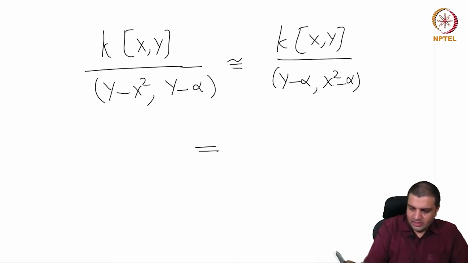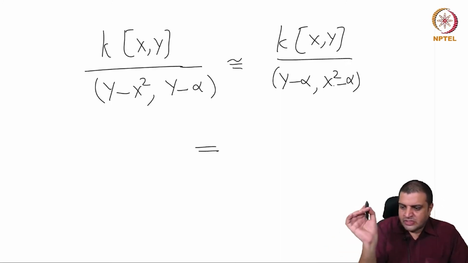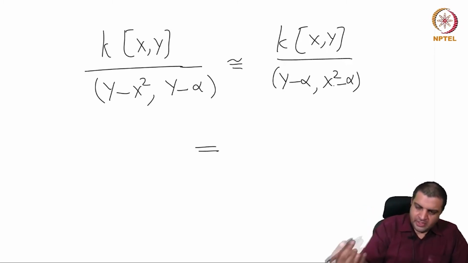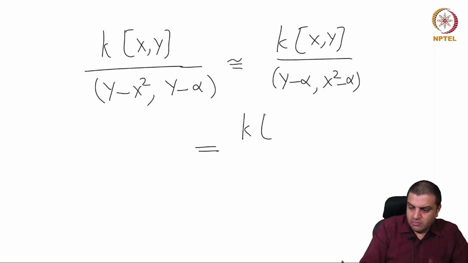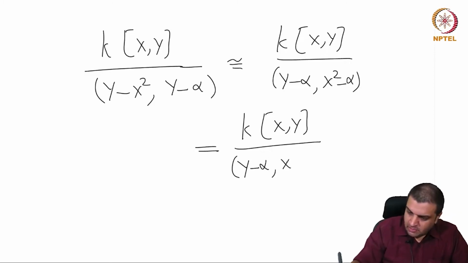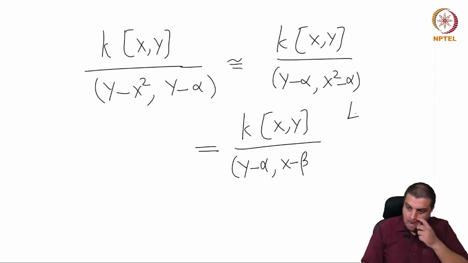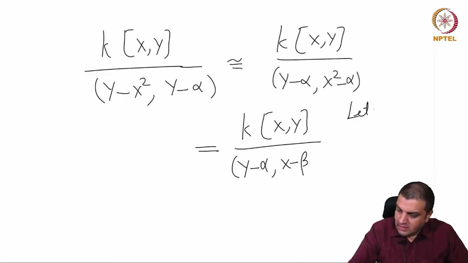The reason is, for now, let's just assume that the characteristic is not 2. We are working over complex numbers, let's say. Then this has a decomposition: y minus alpha, and x squared minus alpha. Let beta in K be such that beta squared is alpha.